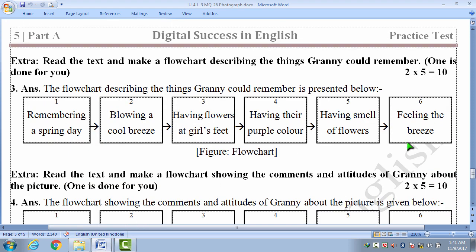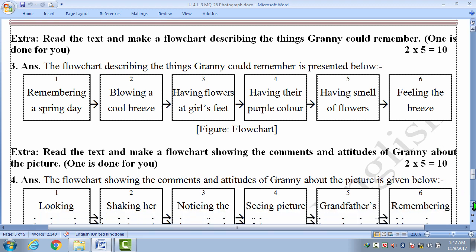feeling the breeze, yes. So at first we have given a heading, then we have written all the information using gerund format from the text, and in the third stage we have given a caption figure flowchart. So our answer is okay. We are going to the next extra question.